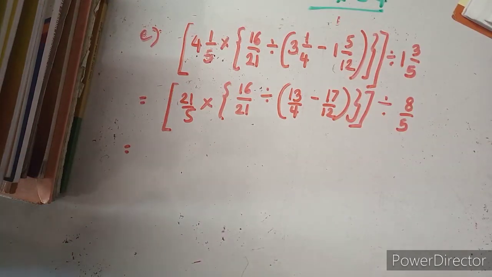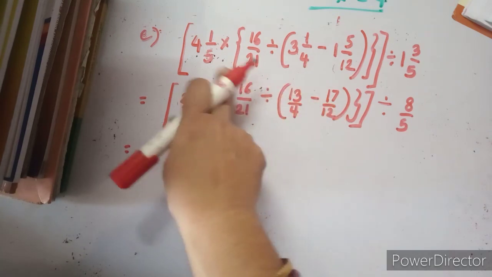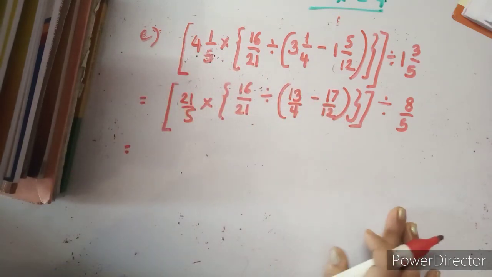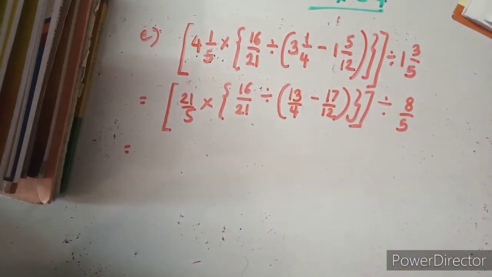Now the next problem is your E problem. Here you can see that in this problem so many brackets are given to you. Okay, so this is your simple bracket, this is your curly bracket, and this is your square bracket. So this is your first bracket, this is second, and this is third. So first what we will do is convert all the mixed fractions into improper fractions, then one by one we will solve the brackets.